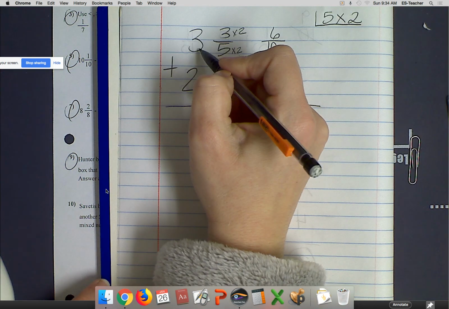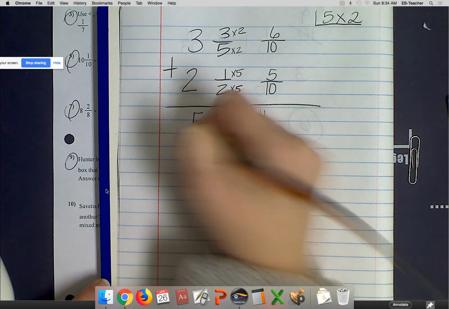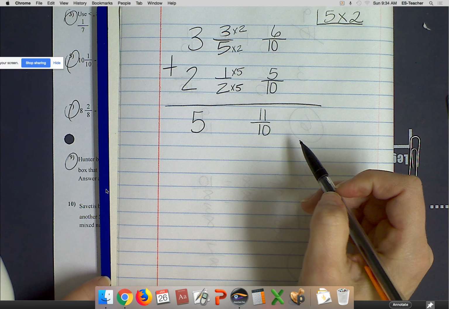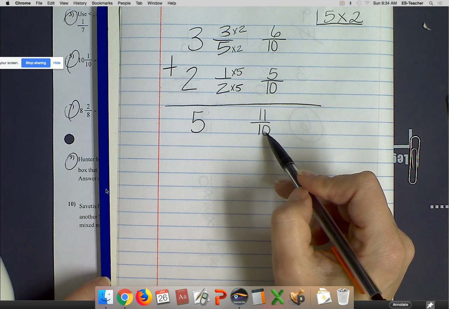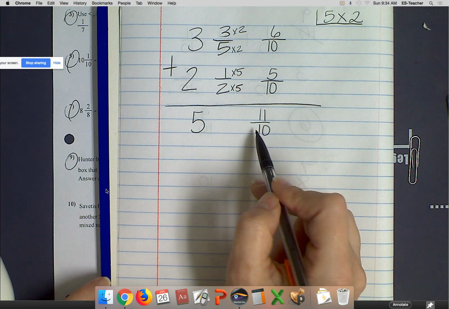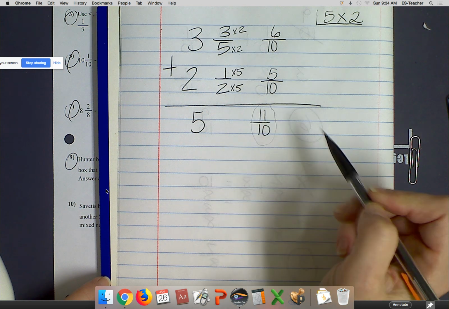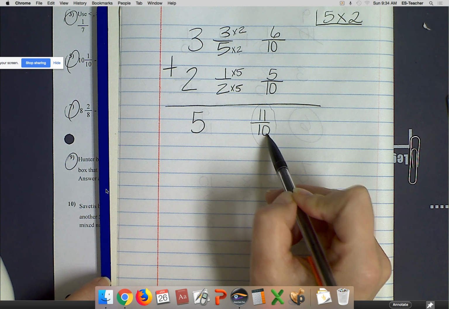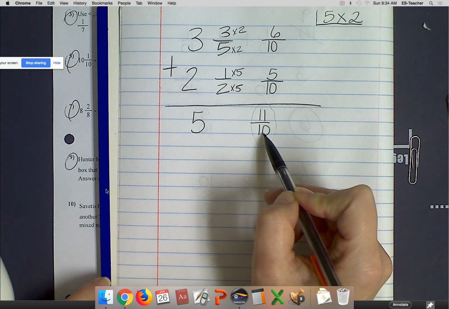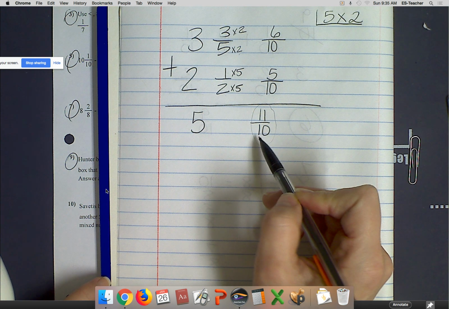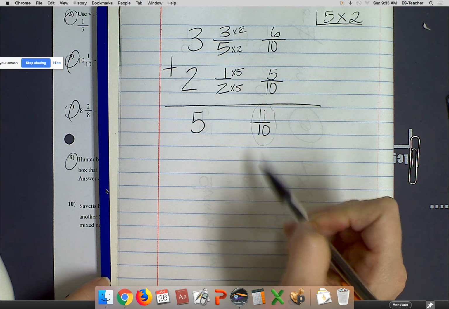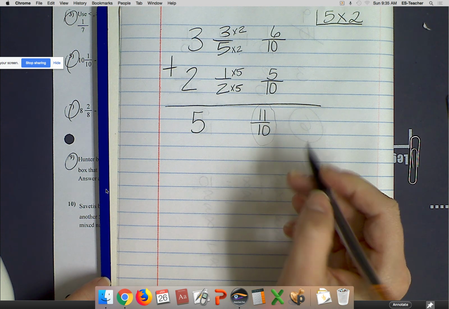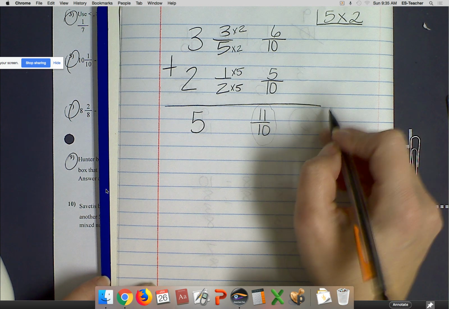And then I have my whole number, 3, 4, 5. Okay, but here's the thing. It says answer as a mixed number. This is a mixed number. But this right here is an improper fraction. So if you put this on your paper, it's going to be counted wrong because the directions say answer as a mixed number, and you have an improper fraction. So do you remember how to change this?